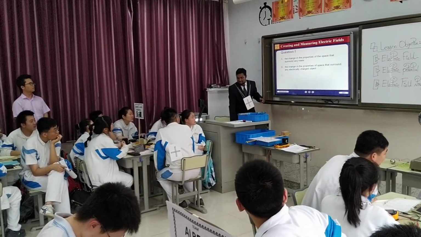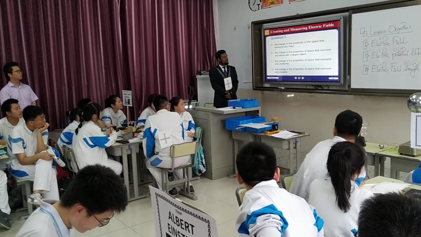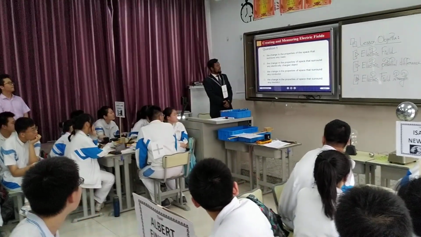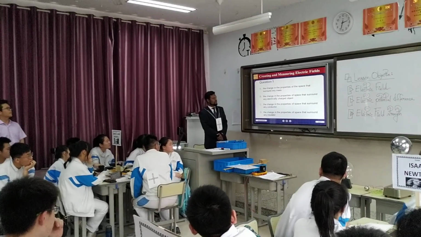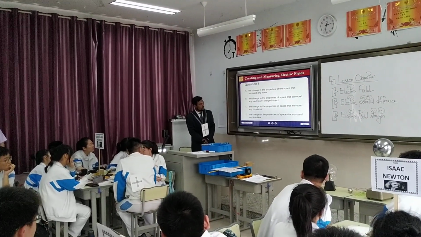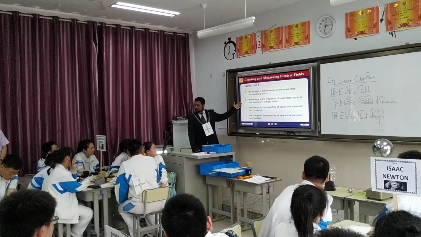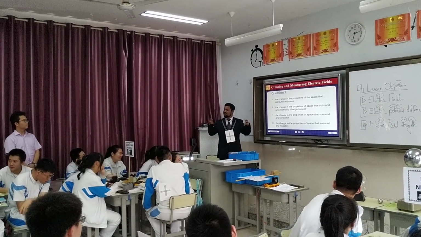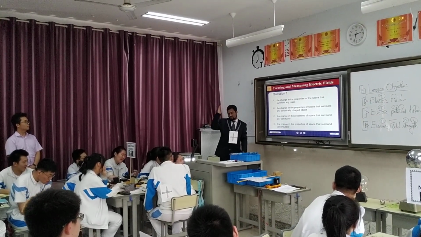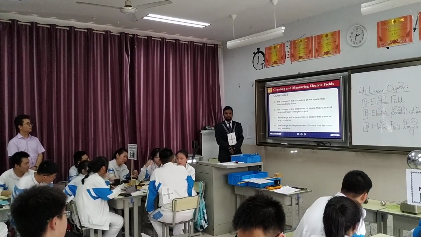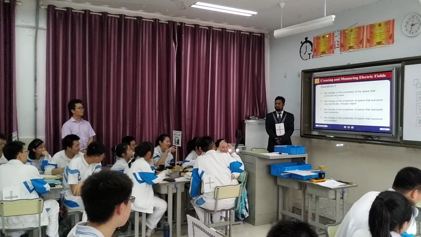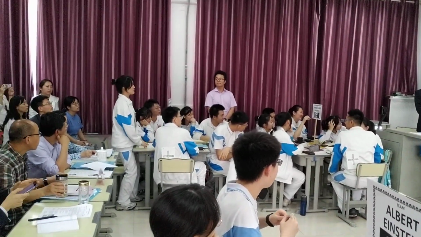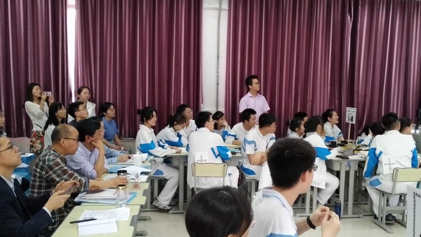So what is the electric field? You can see four answers. B: the change in the properties of the space that surrounds any electrically charged object, or C, or even D. You just read it, take your time for 10 seconds, discuss among yourselves, and raise your hand. Any group? Yeah, Nora? B.